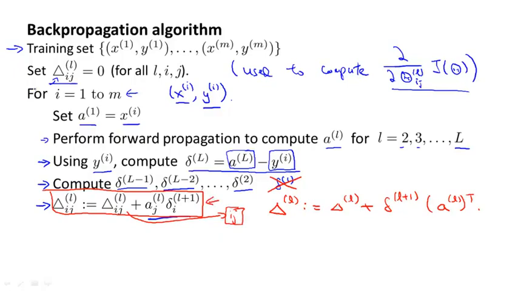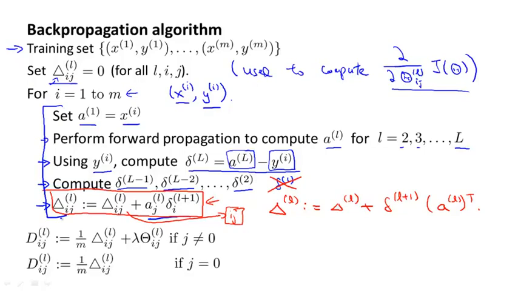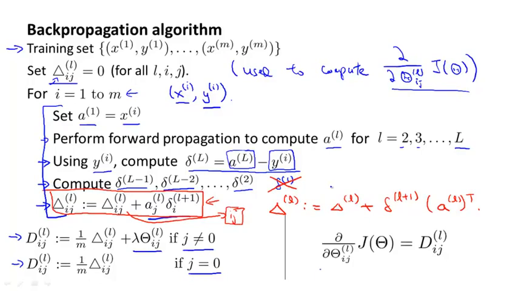That's a vectorized implementation that automatically does this update for all values of i and j. Finally, after executing the body of the for loop, we go outside the for loop and compute capital D as follows. We have two separate cases, for j equals 0 and j not equal to 0. The case of j equals 0 corresponds to the bias term, which is why we're missing this extra regularization term. While the formal proof is pretty complicated, what you can show is that once you've computed these D terms, that is exactly the partial derivative of the cost function with respect to each of your parameters. And so you can use those in either gradient descent or one of the advanced optimization algorithms.